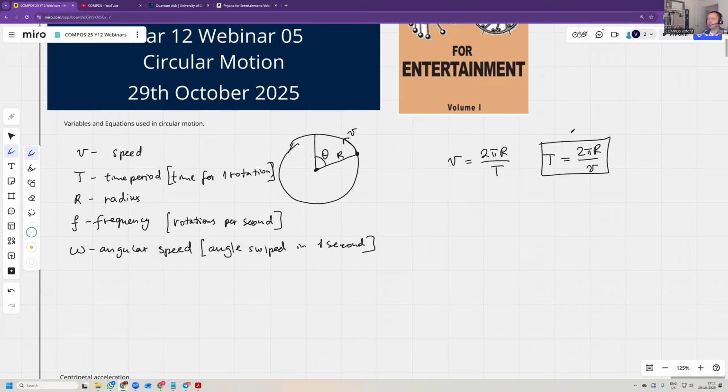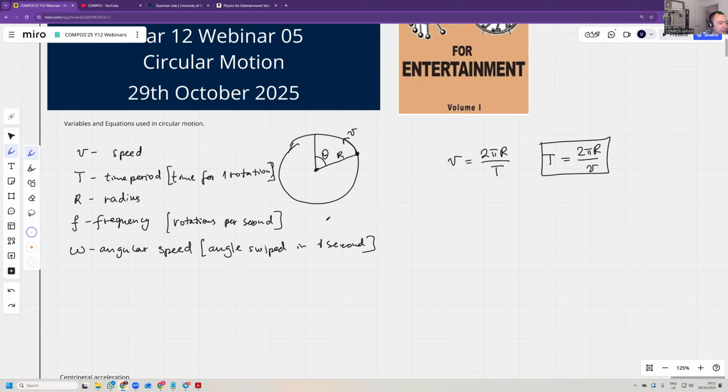So if I ask you, for example, how fast does the Earth spin around its axis at the equator, you could very easily calculate that because you know the radius of the Earth, you can work out the circumference of the Earth, and you know that it does one rotation in 24 hours, so you can work out the speed, and it's about 500 meters a second-ish.